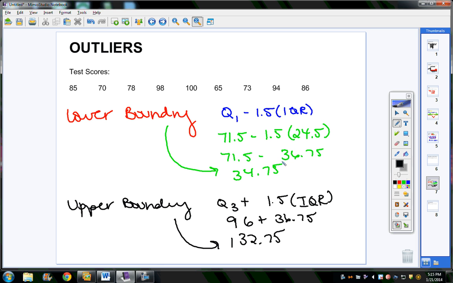So here is what this means. If the lower boundary is 34.75, any score lower than 34.75 is an outlier. And when I look through this data, I do not see any number that's lower than 34.75. So there's no outlier there. The upper boundary is 132.75, which, on scores, you're not going to get anything higher than that. But just to double check, you go through and you look and you don't see any scores higher than that. That means that there are no outliers in this data set, because there are no numbers lower than the lower boundary or higher than the upper boundary.